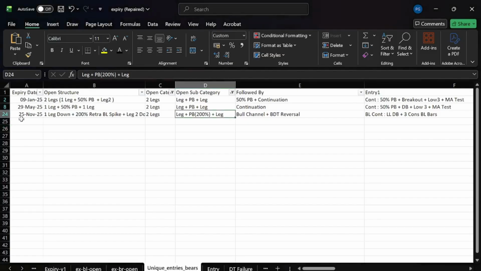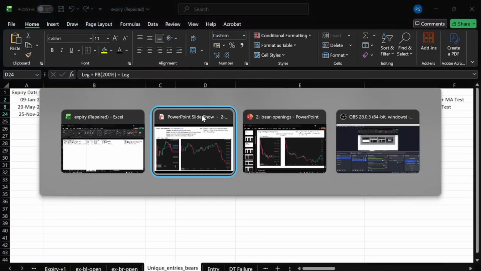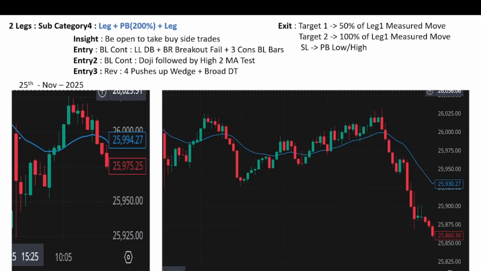Next, the third day is 25th November. It made a little different pattern than the regular patterns that we are discussing. It gave leg 1 down, and the pullback is 200% of this leg 1, and then again it made leg 2 down. So when you see this kind of pullback by the bulls, when the pullback happened to be higher than the initial bear swing, you should be open to take the buy side trades as well.